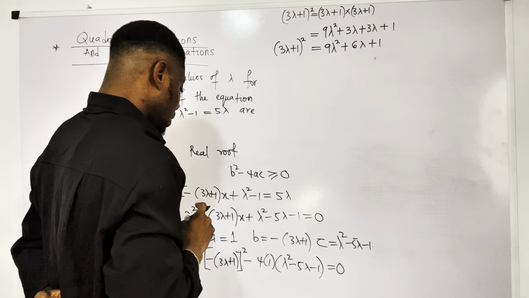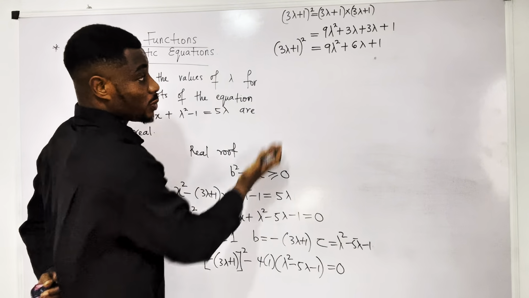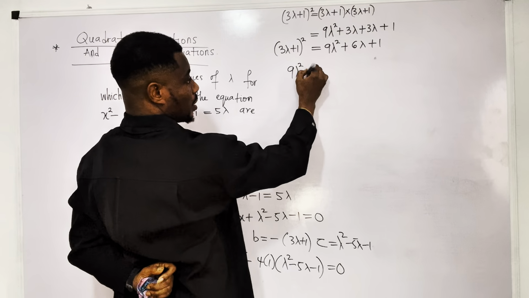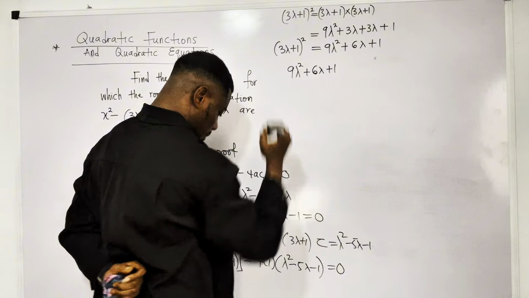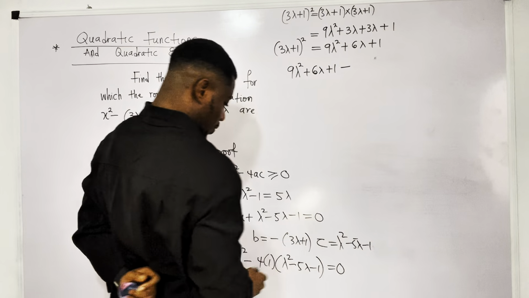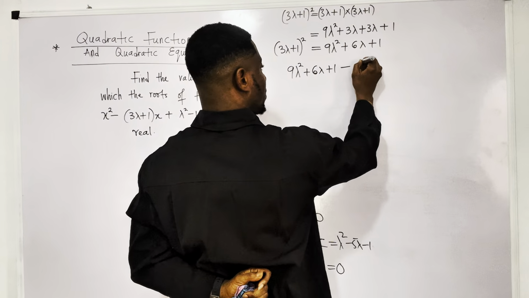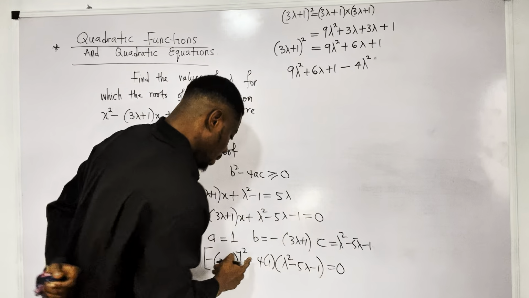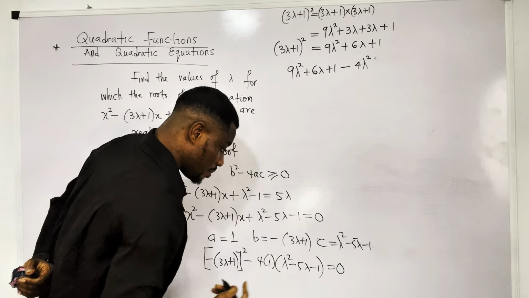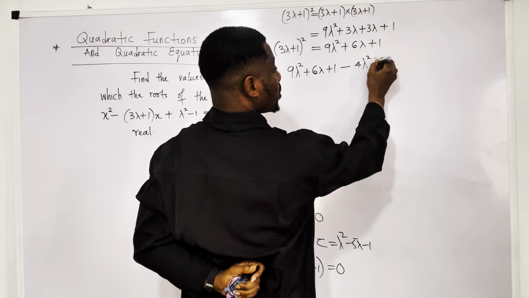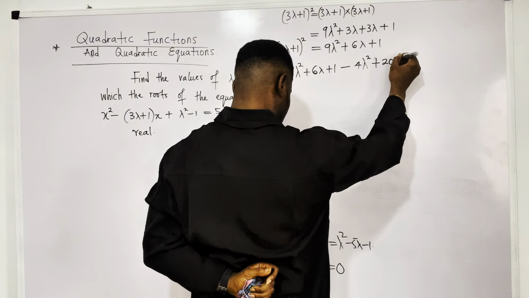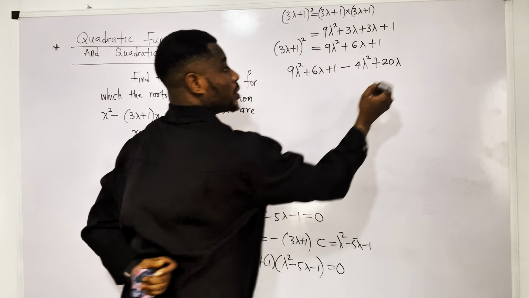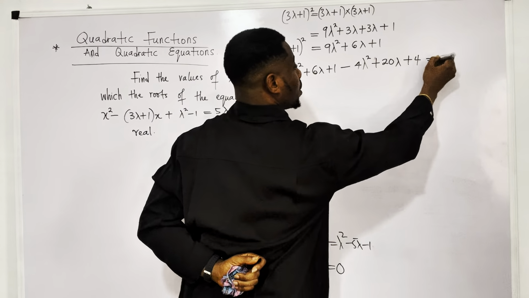Now we're going to place the expansion here. It becomes 9 lambda squared plus 6 lambda plus 1 minus 4, if you open the bracket with 4, we have minus 4 lambda squared. Then minus 4 times minus 5 lambda gives us plus 20 lambda. Minus 4 times minus 1 gives us plus 4, and this is equal to 0.